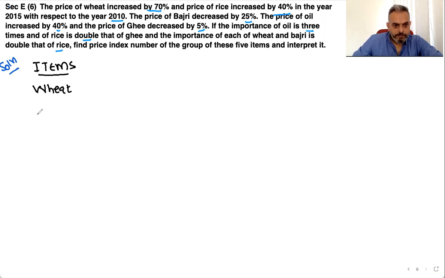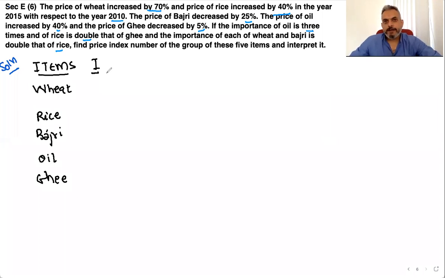Wheat, rice, bajri, oil, and ghee. Now, index number.